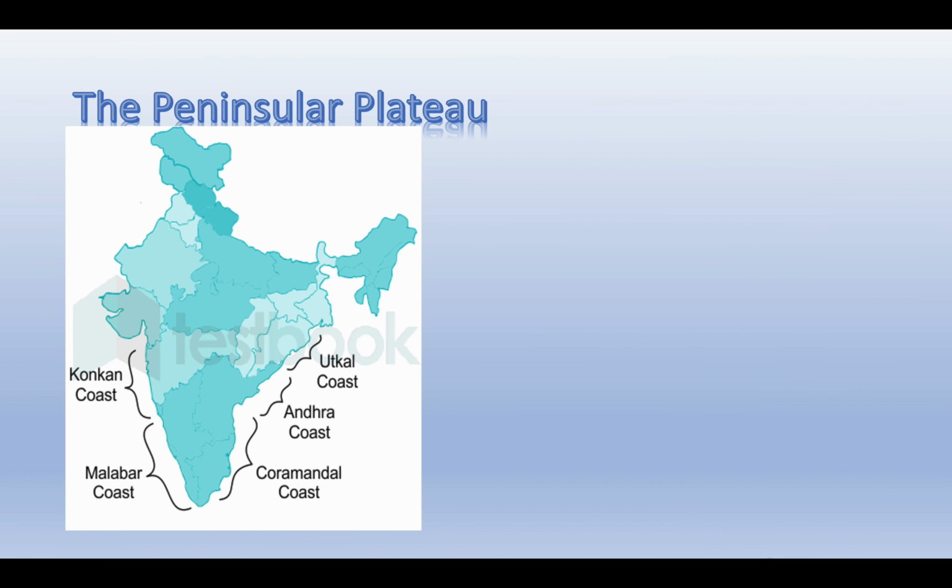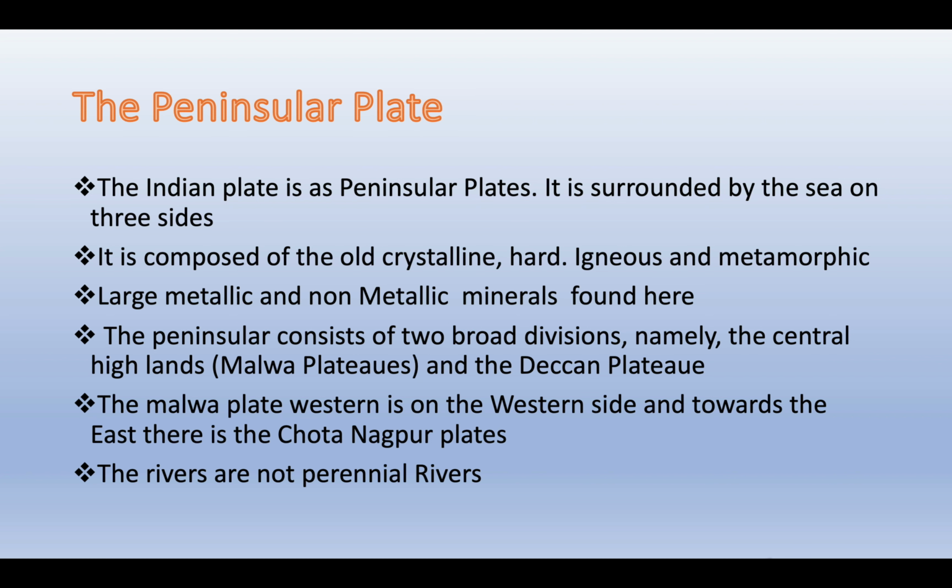Next is the peninsular plateau. The Indian plate is the peninsular plate. It is surrounded by the sea on three sides of India, therefore it is called the peninsular plate. It is composed of crystalline, hard, igneous and metamorphic rocks, so large metallic and non-metallic minerals are found here. The peninsular plateau consists of two broad divisions, namely the Central Highlands, the Malwa plateau, and the Deccan plateau. The Malwa plateau is on the western side, and towards the east there is the Chota Nagpur plateau.